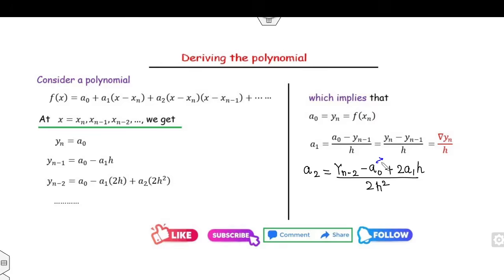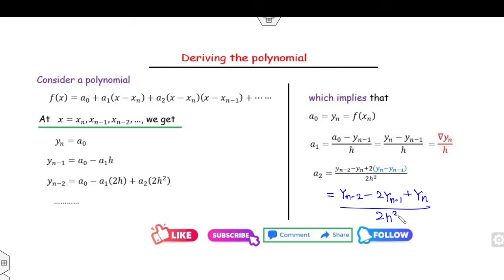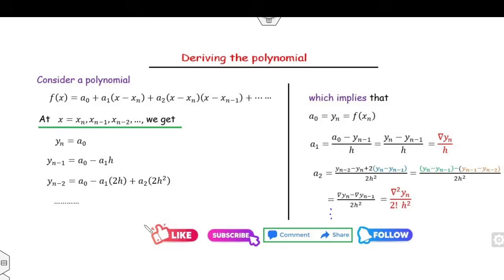I can substitute the value of a0, which is nothing but yn. I can substitute the value of a1, a1 is (yn minus 1 minus yn) over h. h will be cancelled out. So this expression, I can open: it is (yn minus 2 minus 2 yn minus 1 plus yn) divided by 2h square. I can break this yn minus 2 into two times. Clearly this is nabla of yn and this is nabla of yn minus 1. And I call this del square of y. Similarly, you can find the other quantities.